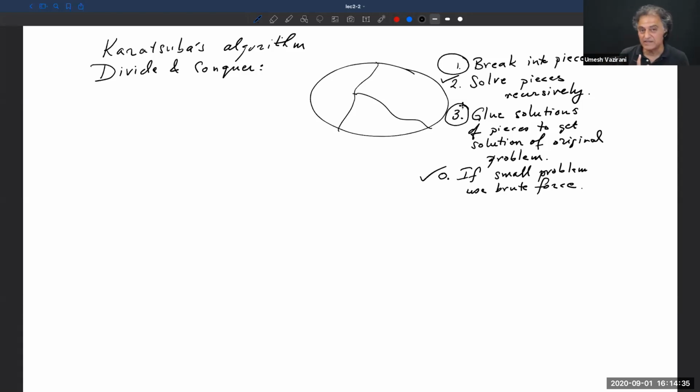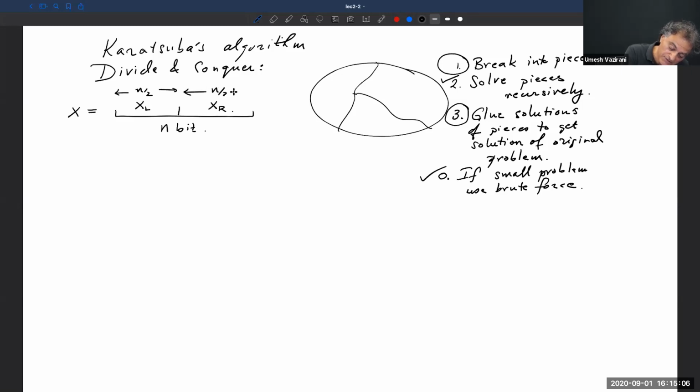Okay, so let's see how to do multiplication by divide and conquer. Let's write out x. It's an n-bit number. But now we are going to break it into two pieces: the first n/2 bits, which we'll call x left, and the last n/2 bits, x right. Now, in everything that follows, I'm going to assume that when I'm dividing n by 2, n must be even. In fact, often when we are doing divide and conquer, we'll even assume n is a power of 2.